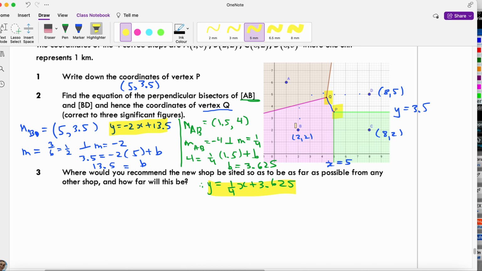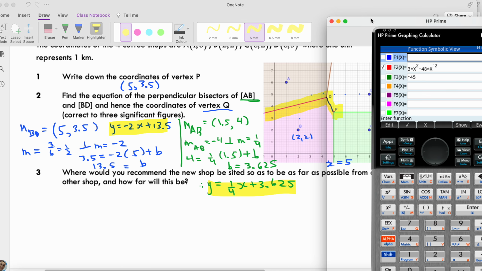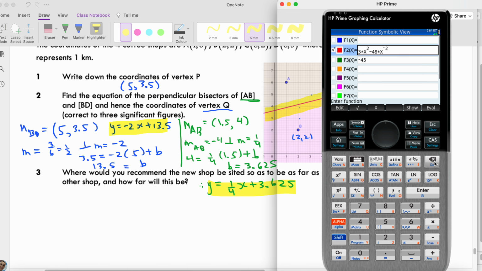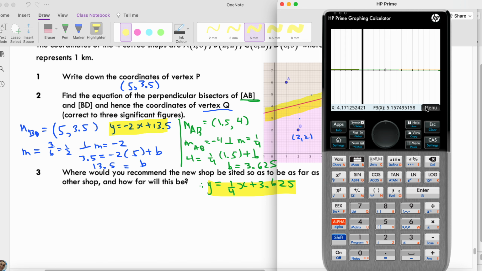Okay, almost done. So what we're going to do now is so we found this line, right? So perpendicular bisector of AB. So we found this line, and now we found this line, and this now allows us to find Q. Okay, so now let's throw it into the calculator. Put in those two equations, and then just find their intersection. Okay, so then it's minus 2x plus 13.5, and then 1/4 x plus 3.625. All right, hit plot.